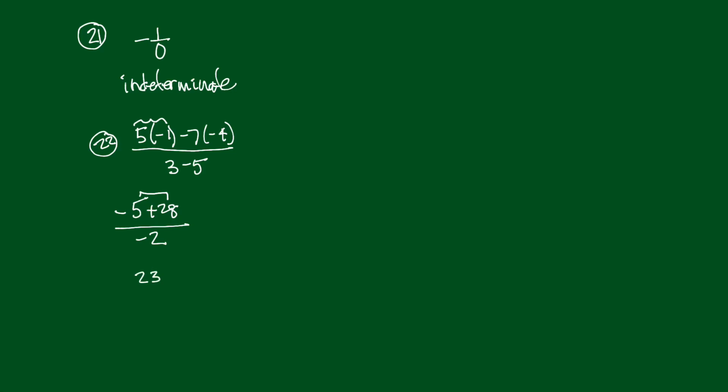So I get 23 over -2. But I like to put the negative on the top, so I'm going to write this as -23 over 2. Now, if you want to write that out in front, perfectly good.